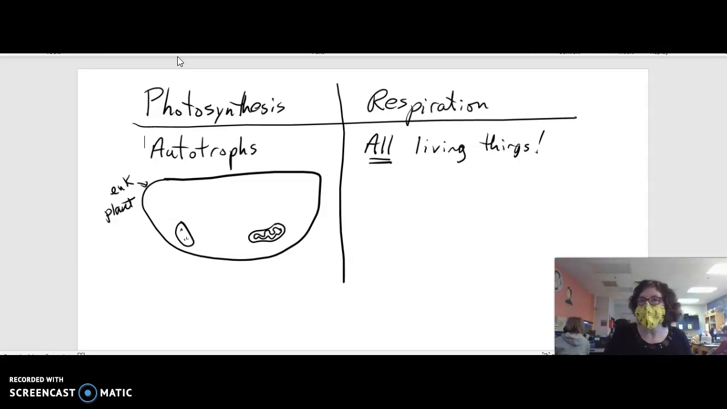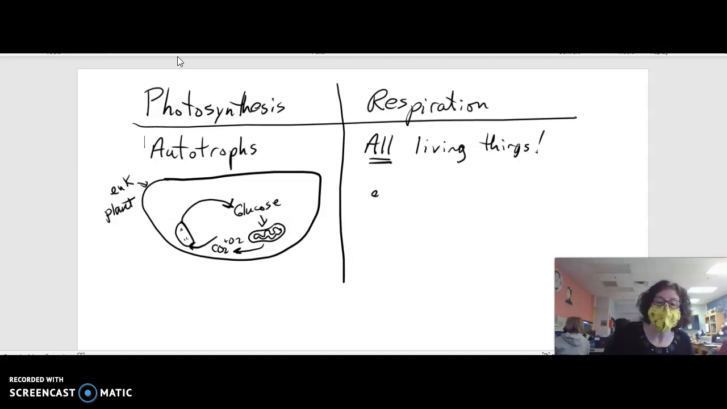Even within the cell at the organelle level, the mitochondria is taking the glucose and creating carbon dioxide and water from it. And then those are used by the chloroplast to make the glucose. So this is a cyclical thing even within a plant cell. Both processes happen in the autotrophs.